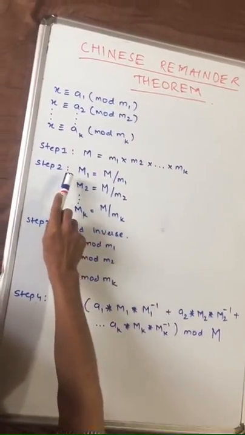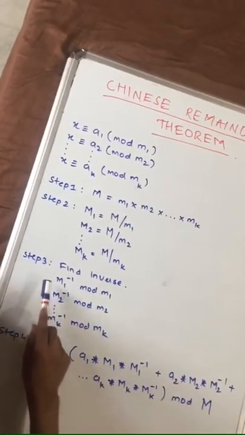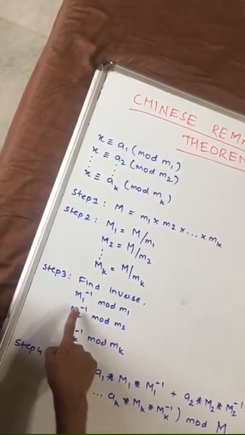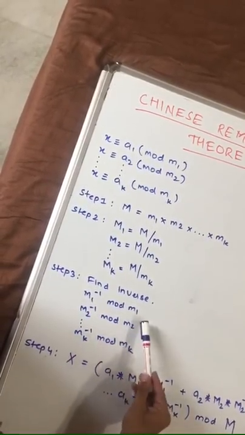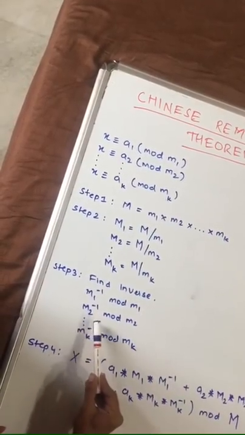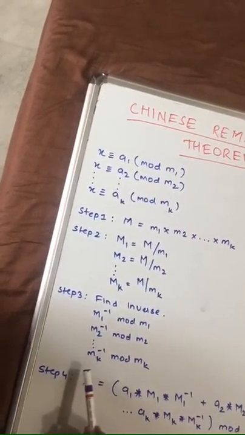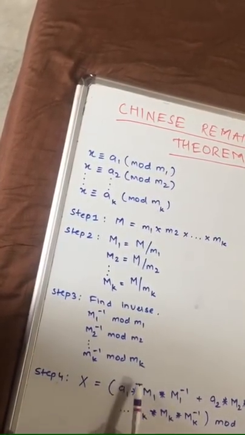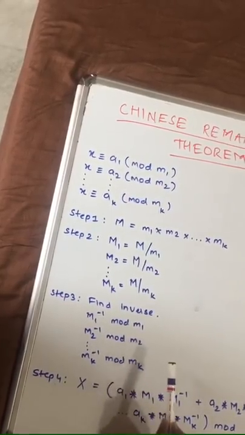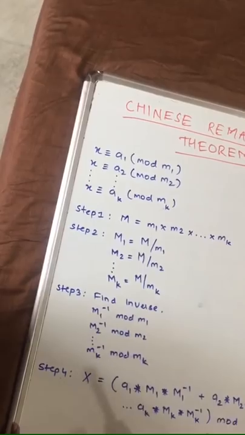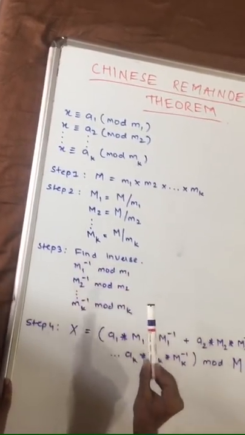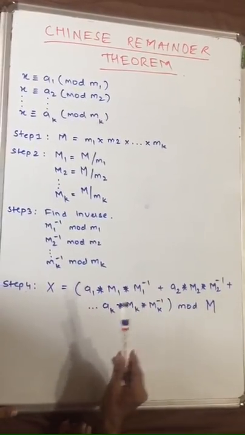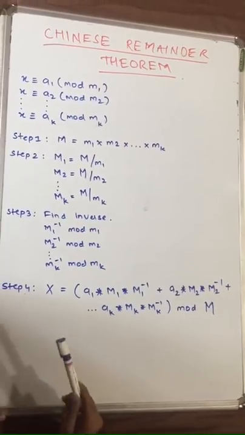So you will get all the values of each and every one, and in step 3 you have to find the inverse of all these numbers. So capital M1 inverse mod small m1, capital M2 inverse mod small m2, till capital Mk inverse mod small mk. You have to find all the inverses using the Euler theorem or the Fermat theorem. If it is a prime number, then use the Fermat theorem, and if it is a composite number, then do it with the Euler theorem.